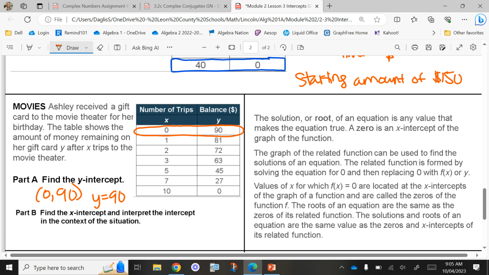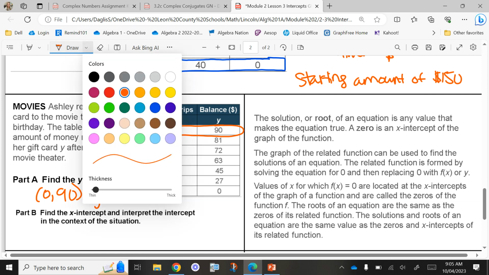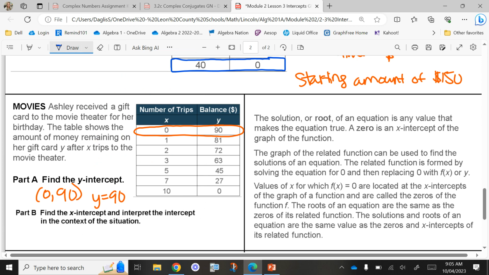All right, part B wants you to find the x-intercept, and then we are going to interpret that one. So x-intercept, is that when my x or y is 0? It's when my y is 0. So where do we see that happening? 10 and 0. Good. So when x equals 10. So what does that show with her gift card? Yeah, she got 10 trips.